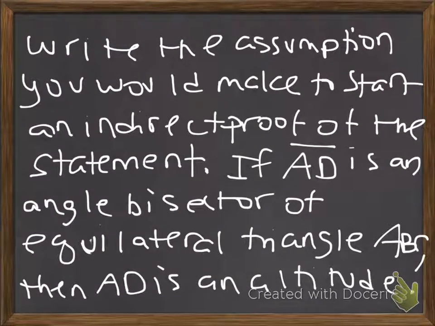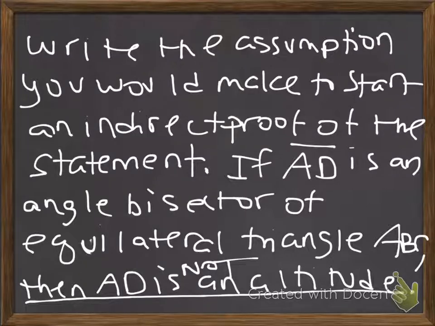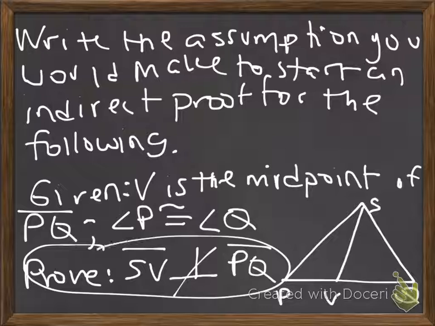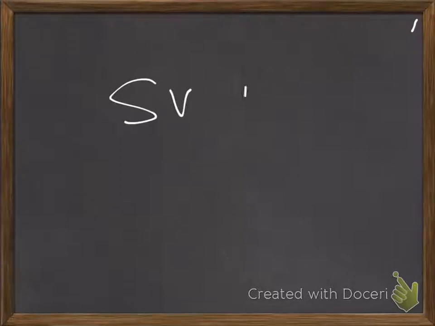Same thing here, write the assumption you would make to start the indirect proof. If AD is an angle bisector of equilateral triangle ABC, then AD is an altitude, so we're going to say then AD is not an altitude. Here we're seeing the assumption again. So we're looking at the proof part. It says SV is not perpendicular to PQ, so the assumption would have to be SV is perpendicular to PQ.